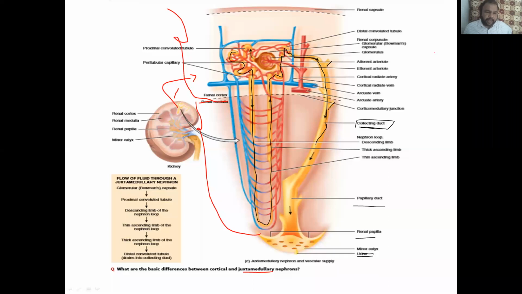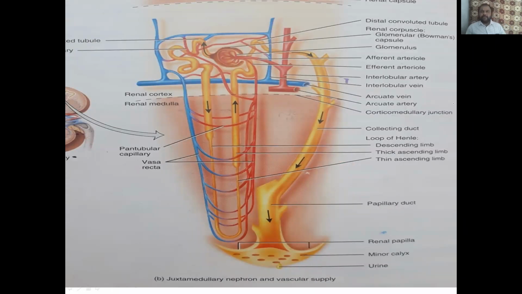Let me give a clearer diagram. You can see this label here. You can take a screenshot of this diagram. This diagram you need to draw in your examination also. It's a part of a nephron, a juxtamedullary nephron, along with its vascular supply.